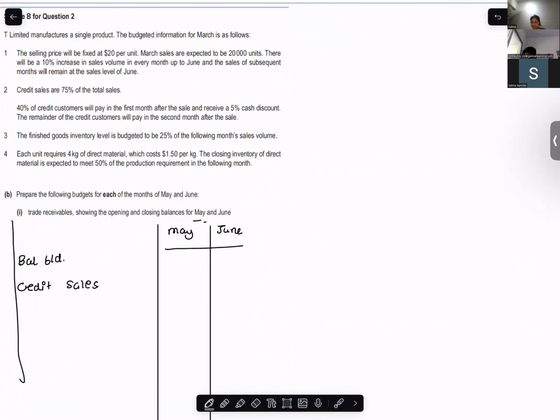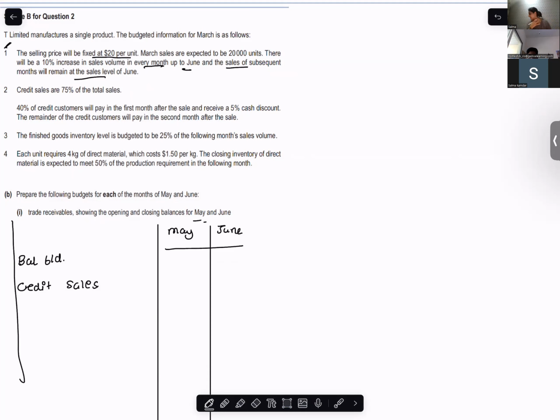So we will try to find out things related to all this. Let's read. The selling price will be fixed at $20 per unit. March sales are expected to be 20,000 units. There will be a 10% increase in sales volume every month up to June, and the sales of subsequent months will remain until sales are low June. Okay, fine.